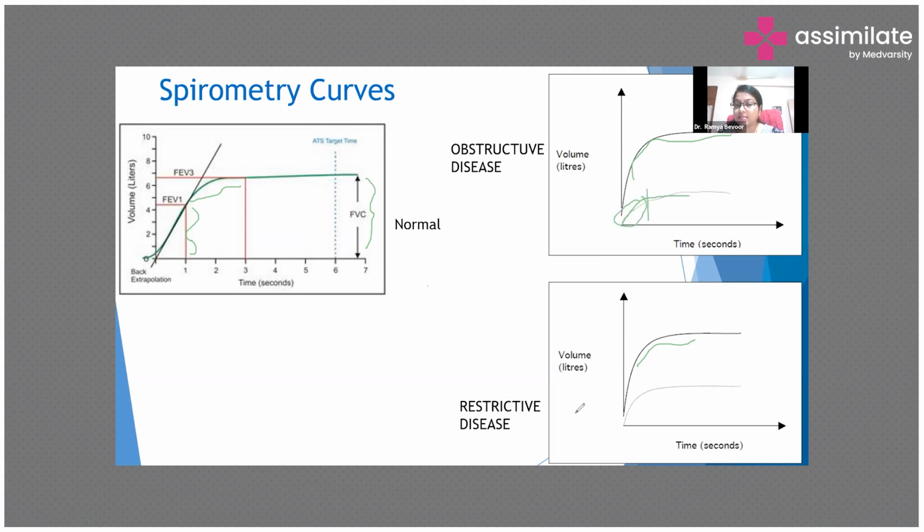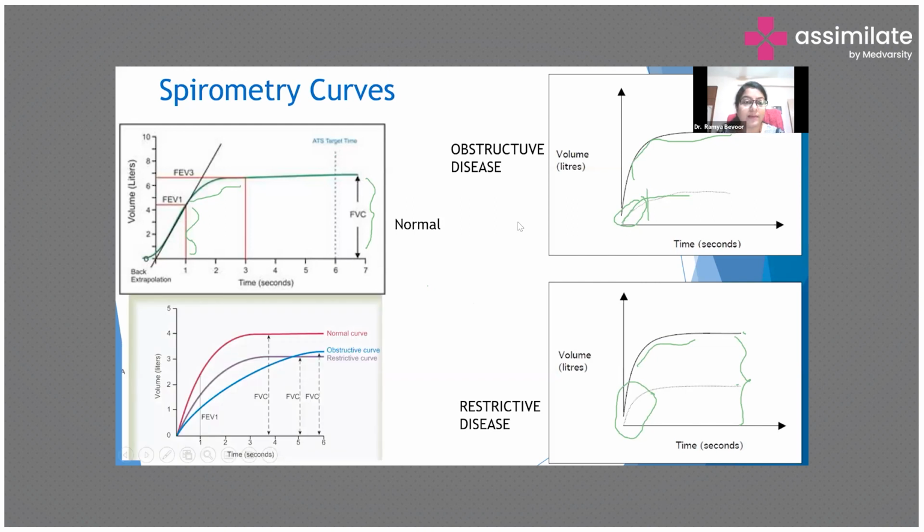But in a restrictive disease, the entire forced vital capacity itself is less. It's supposed to be so much, but it's only so much. But the FEV1 is normal compared to the FVC that is there. That is why the ratio here will be more than 70%, because compared to the FVC, FEV1 is mostly normal, or it is increased. So that is the difference between the obstructive disease and restrictive disease curve.